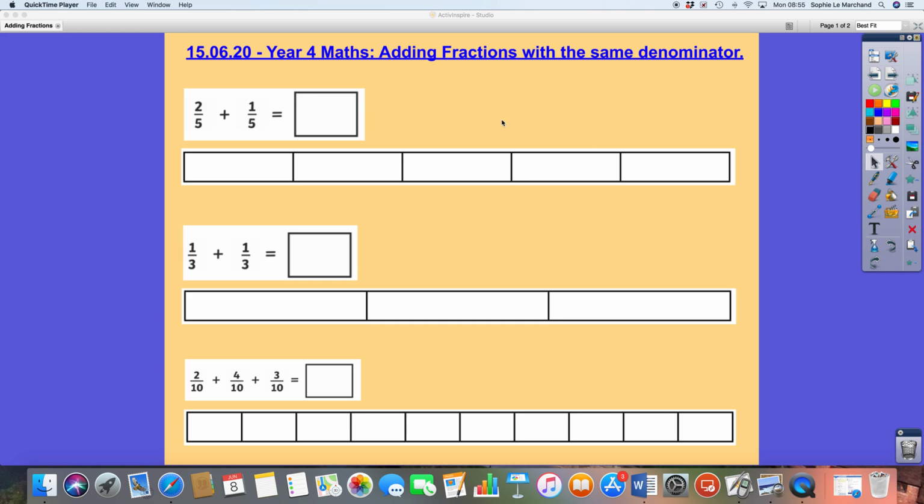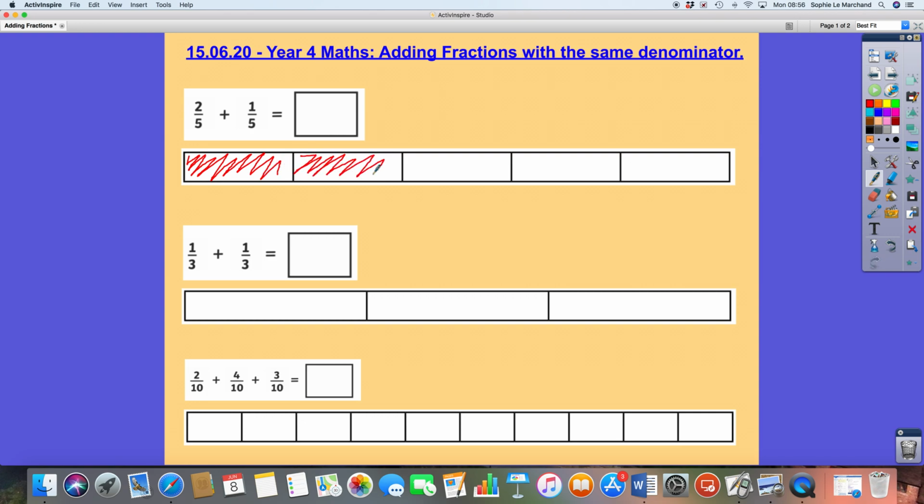Now in order to be able to add these, I'm going to represent them on our whole, which has been divided into fifths. So the first part is 2/5. So on my fifths I'm going to shade 2 of them. 1, 2. So 2 of my fifths are now coloured in.